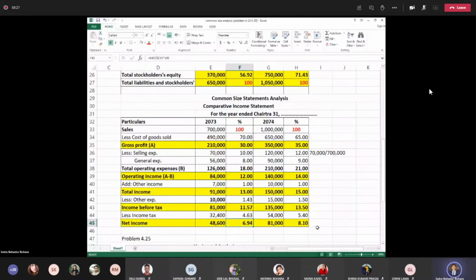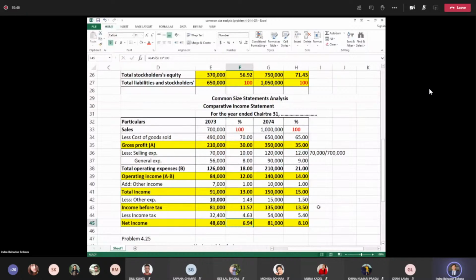So overall performance of the company is good due to the decrease in the cost of goods sold. Due to the decrease in cost of goods sold, the company's profitability position is better. So the company has better profitability. Now next, did you finish this one?